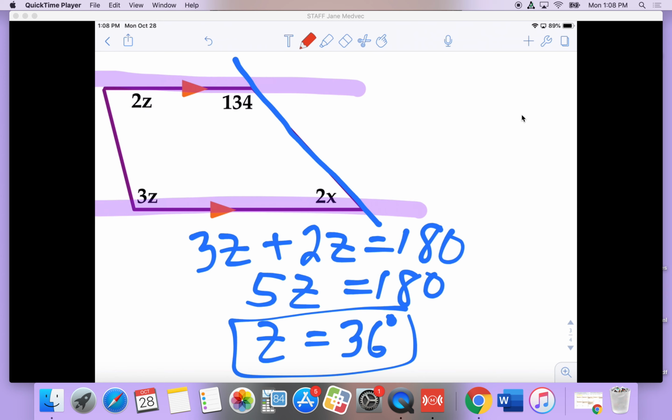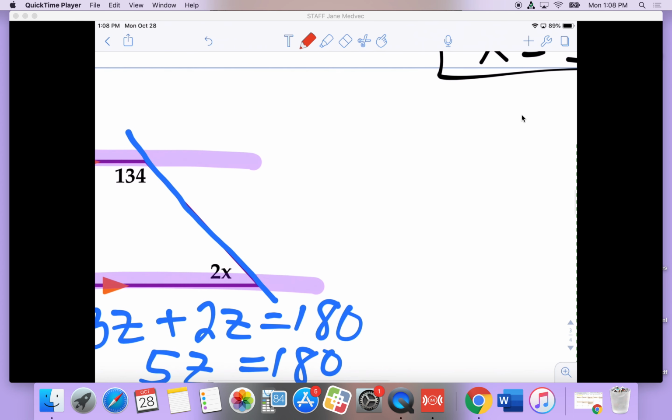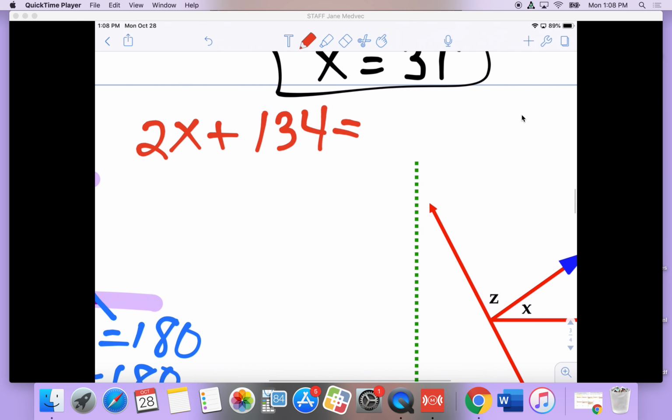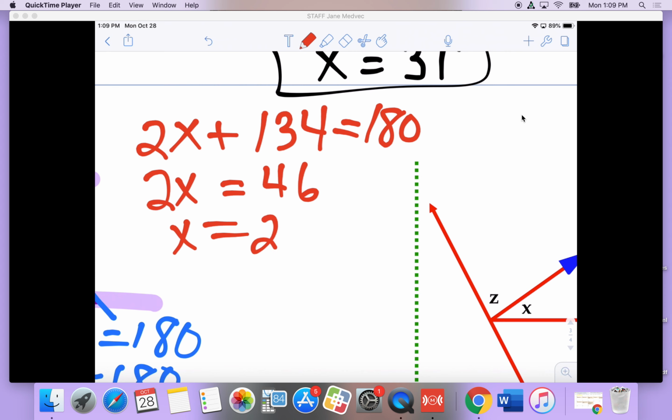Yeah. 134 plus 2x equals 180. Yes, and why is that? Because they're supplementary. Correct, they are supplementary. Why? Because they're consecutive. That's right, they're consecutive interior. So 2x equals 46. X gives me 23 degrees.